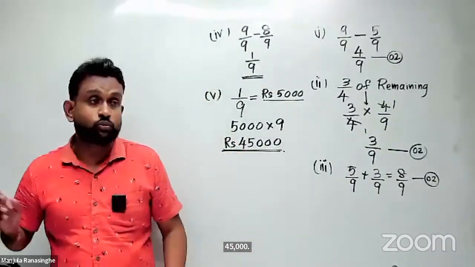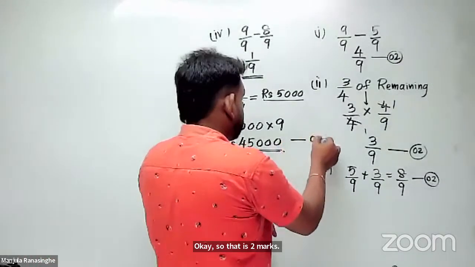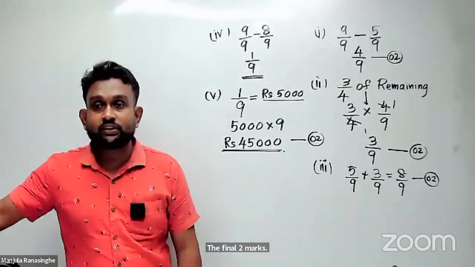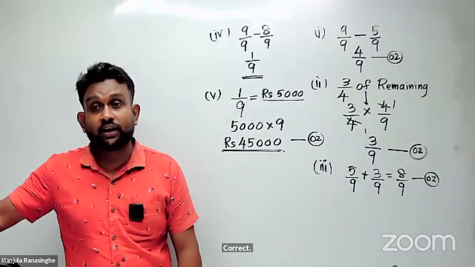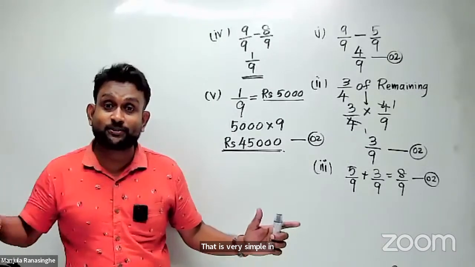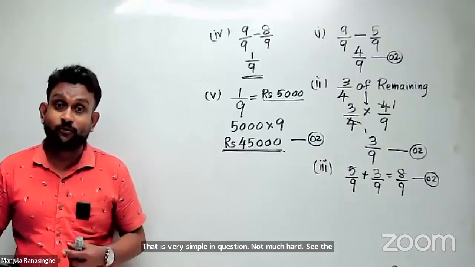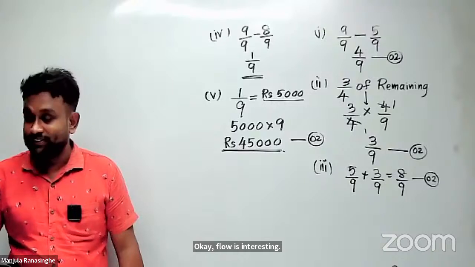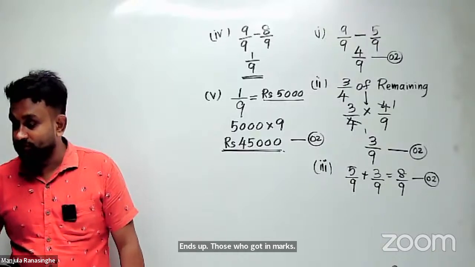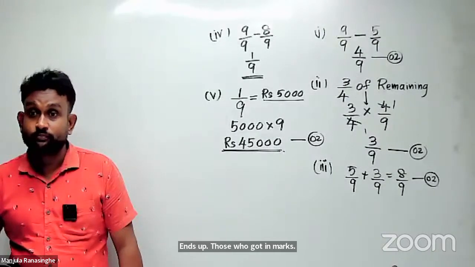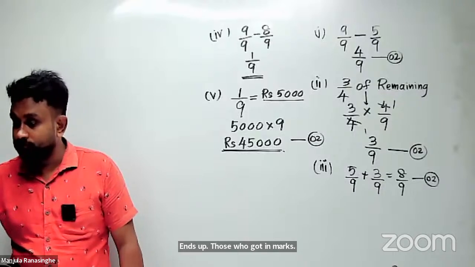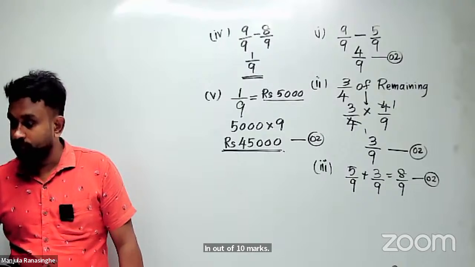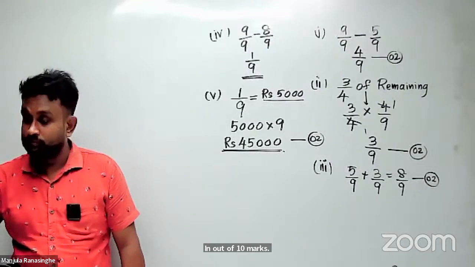So that is 2 marks. The final 2 marks. That is a very simple equation, not much hard. See the flow of these fraction questions. The flow is interesting. And those who got 10 out of 10 marks. Not much hard.